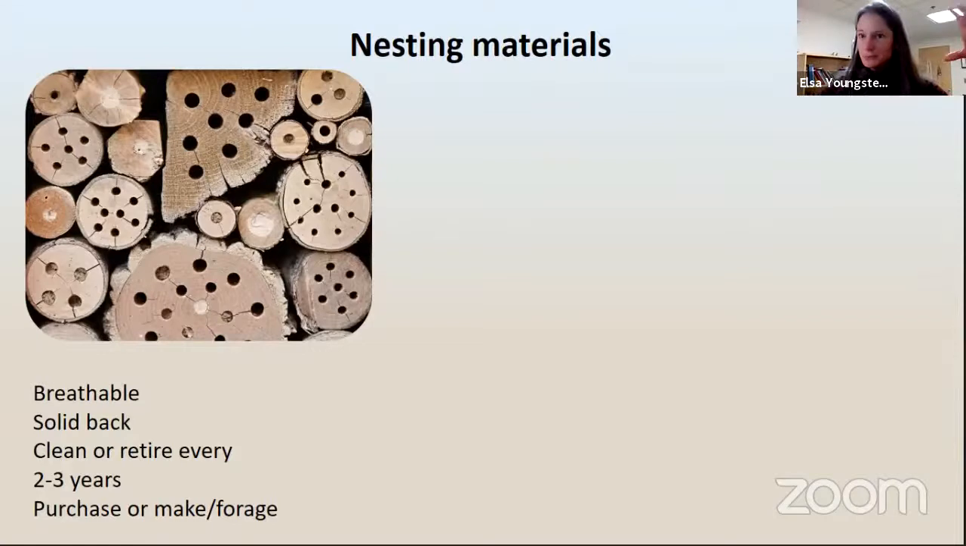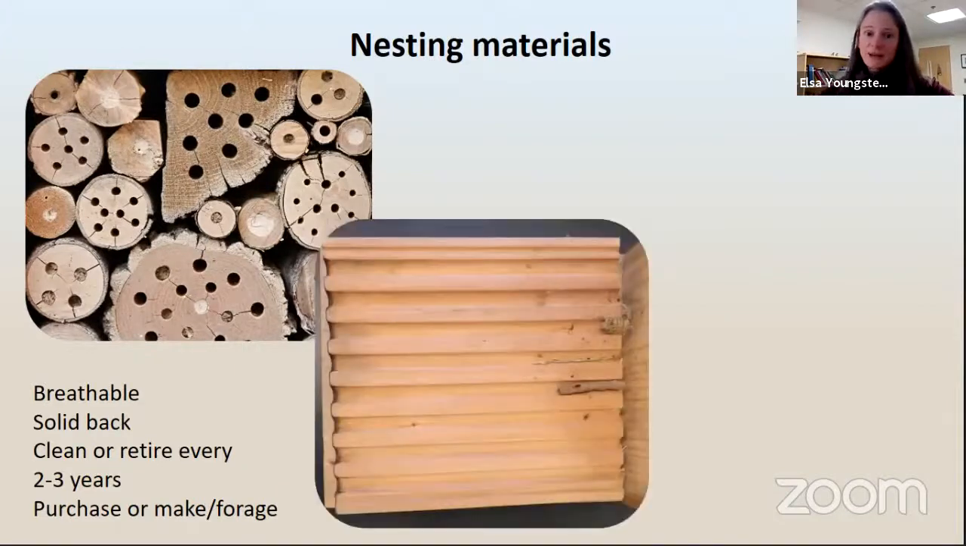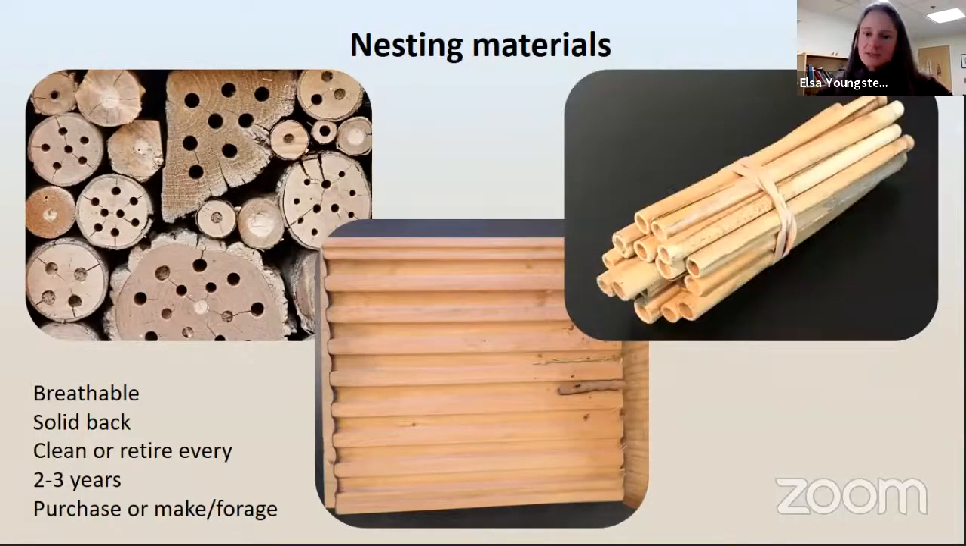One thing you can do is the drilled block style, where you use pieces of untreated lumber or natural branches like this and just drill nesting tunnels in them. There's also the grooved board option. Once these are stacked together, the grooves line up to make little nesting tunnels, and these are easier to clean out in the winter compared to just the straight drilled boards. Or you can use natural stems that you collect or purchase. These hollow reeds are a popular option. They're all cut at a node, so the back is solid, but the front is open.